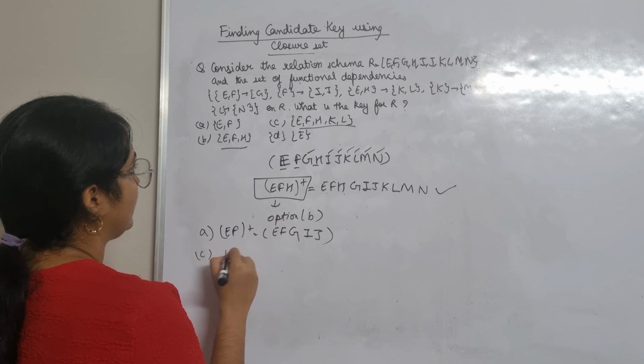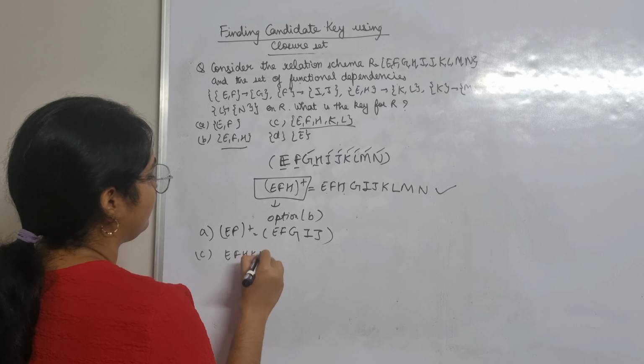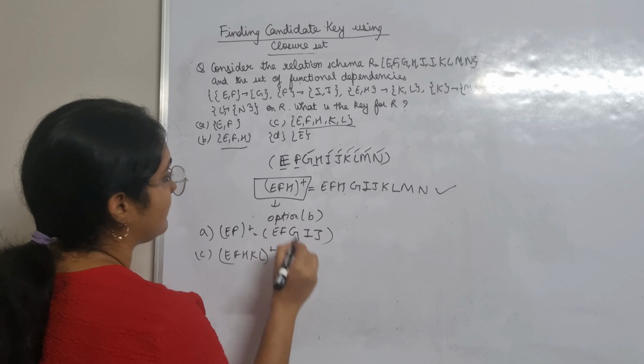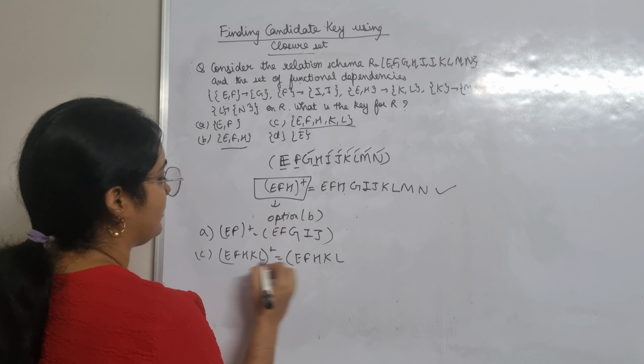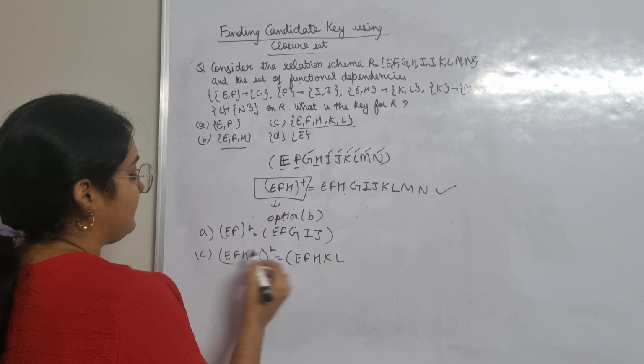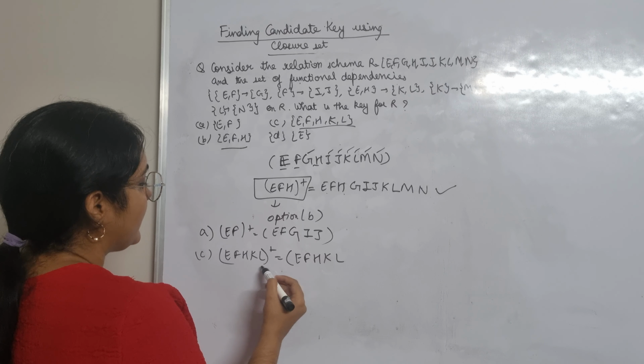C, if we find EFHKL. Now this, if you see, its closure will also give the set of all attributes. Let's see, E, F, H, K, L are already there on the left hand side.